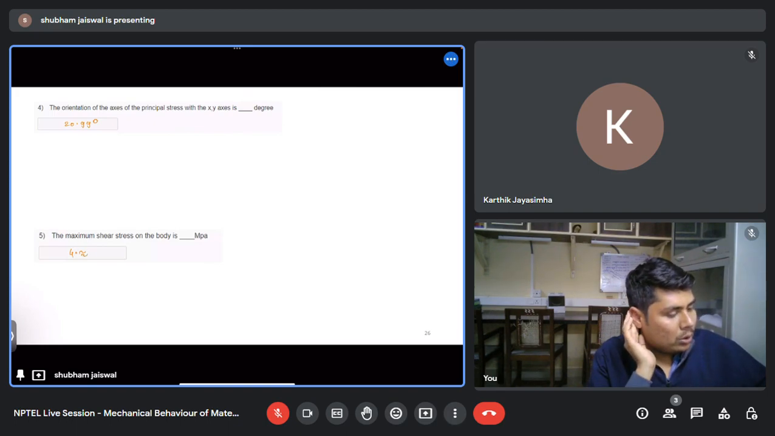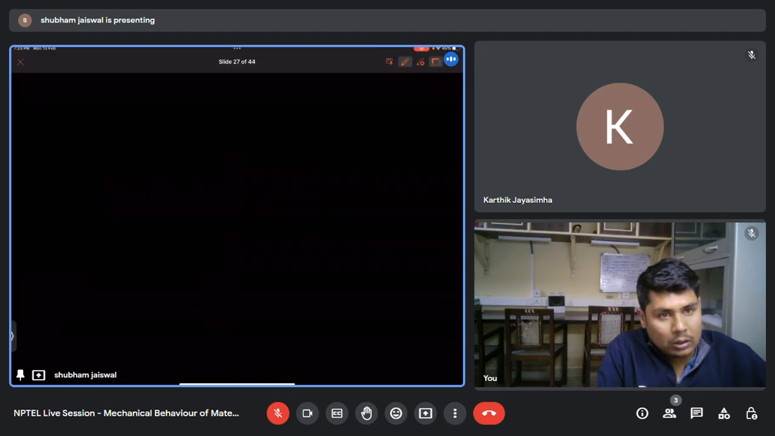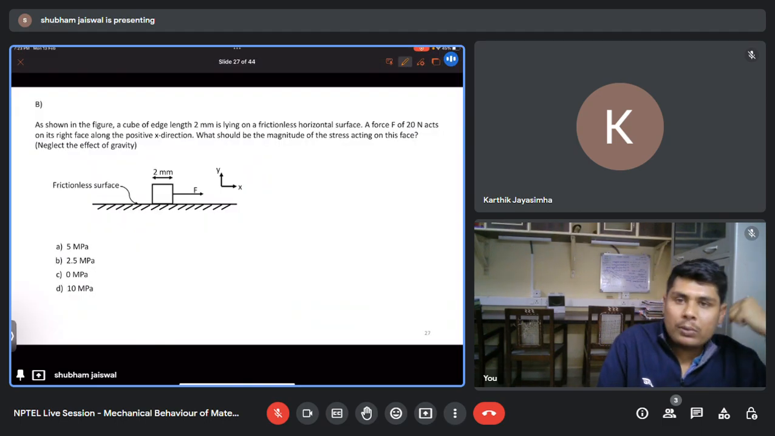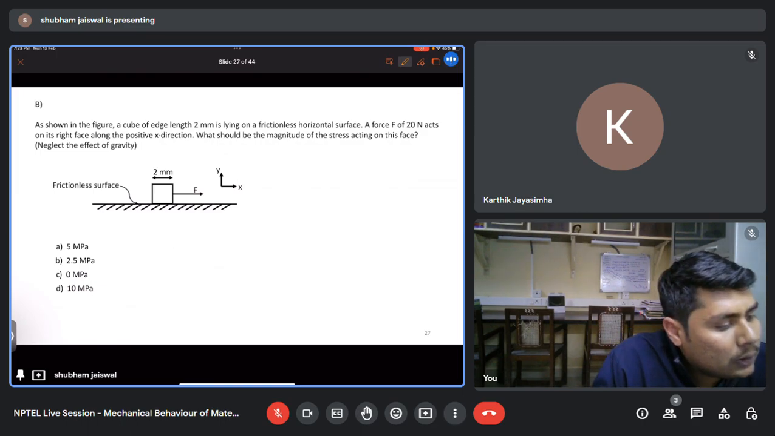Now here comes the second question. Is it visible? As shown in the figure, a cube of edge length 2 mm is lying on a frictionless horizontal surface. A force of 20 Newton acts on its right face along the positive x direction. What should be the magnitude of stress acting on this face? Neglect the effect of gravity. Please tell me the answer.